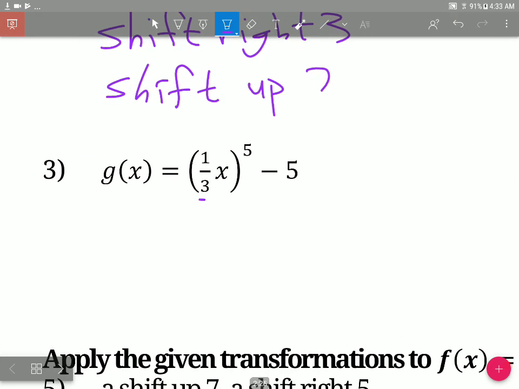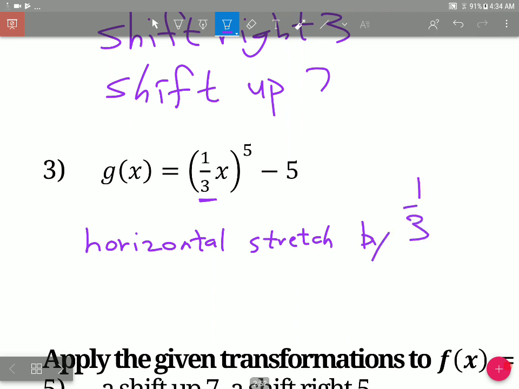But here you go, we're inside and we're multiplying, so it's horizontal, and that's by 1/3. Remember, everything's backwards. It's not really dividing by 3, it's multiplying by 3, so it's really a stretch. The effect it has is the opposite. You can say 1/3, but this is why I say use a 3 instead of 1/3, because stretching by 1/3 doesn't really make sense. But if you want to say stretch by 3, that's fine too.